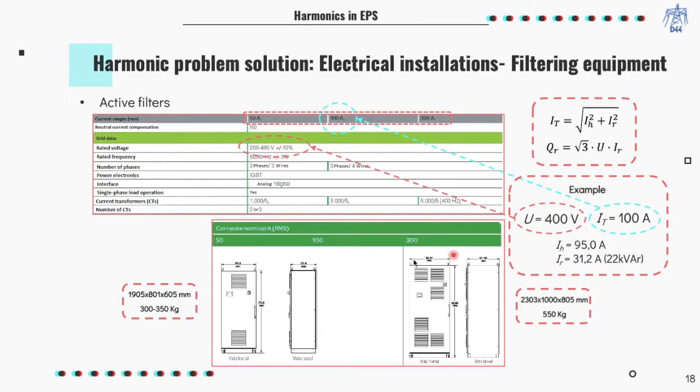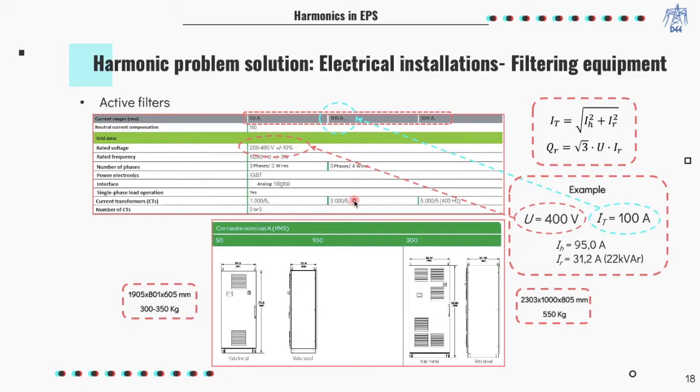Active filters are selected from manufacturer catalogs by means of the rated voltage of the installation and the harmonics and the reactive currents to be compensated. The total current that active filters may inject is calculated from both the reactive and harmonic currents using the following expression to select the most appropriate active filter.